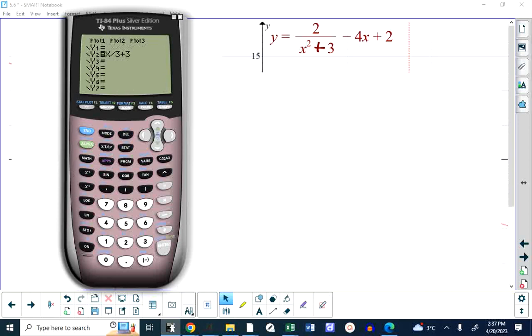Let's see. All right, what do we got? We have 2 over x squared plus 3 minus 4x plus 2. I'm going to, for kicks here, put negative 4x plus 2 as well, and I'm going to make it a little dotted line. Okay. So 2 over x squared plus 3.